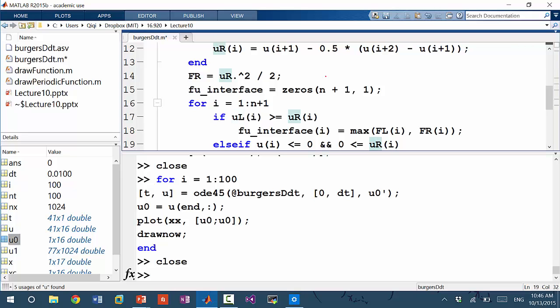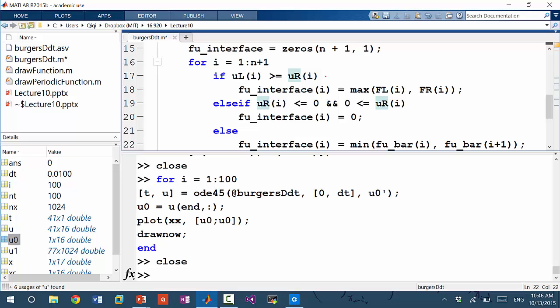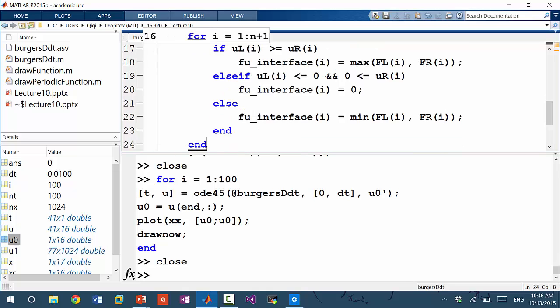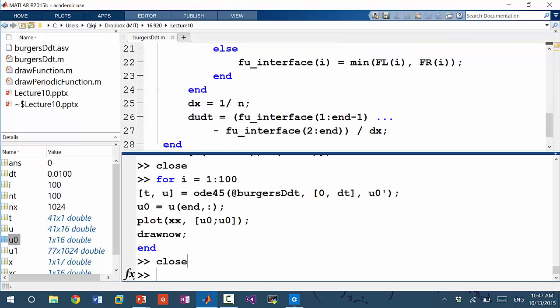Now this is R, 0, okay. UL, yeah, thank you. FL and FR should also be I, right? And everything else is the same. Okay, it's good.